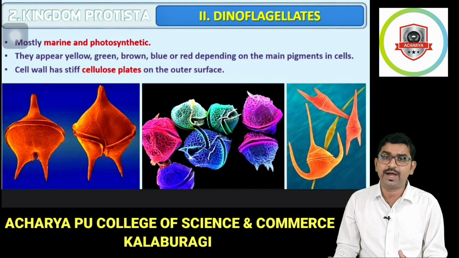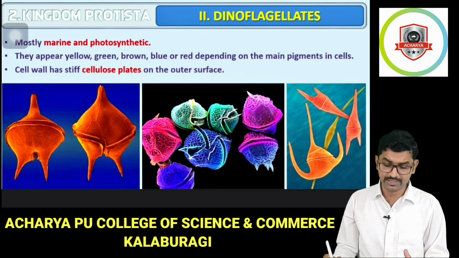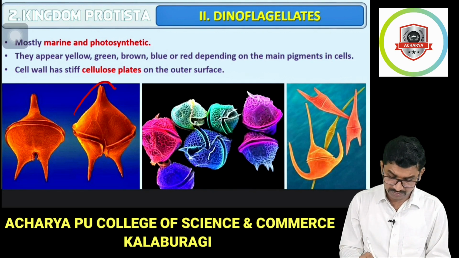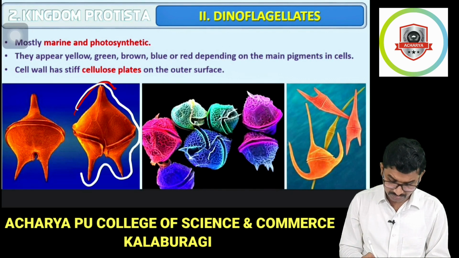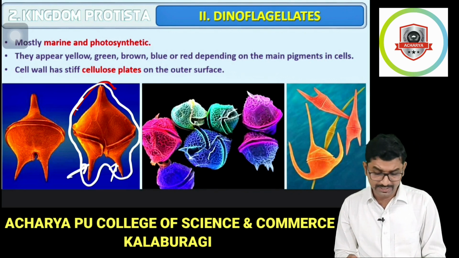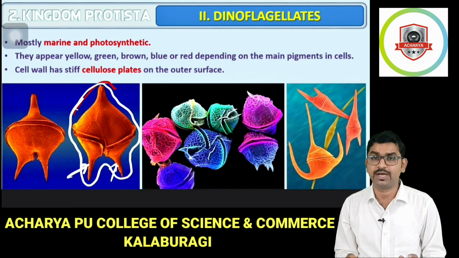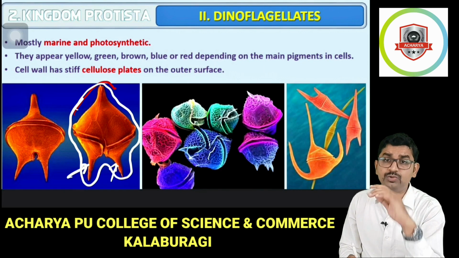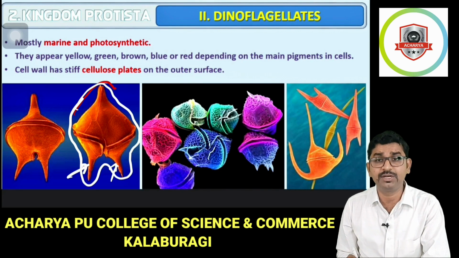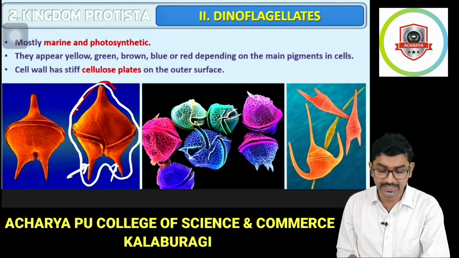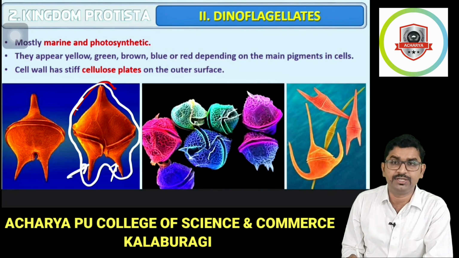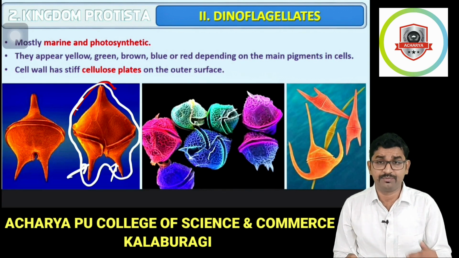Next part in the kingdom Protista is dinoflagellates. The name tells you. You can see this particular image. They have two flagella. They are marine and photosynthetic. These organisms are marine. Marine means organisms found in the sea water. And they are photosynthetic, which have the capacity to produce energy by the process of photosynthesis.